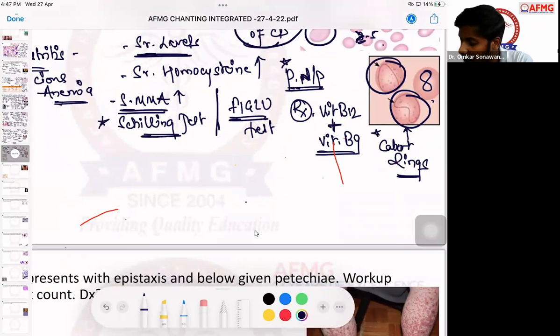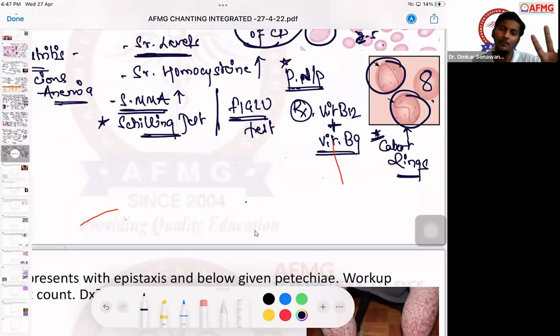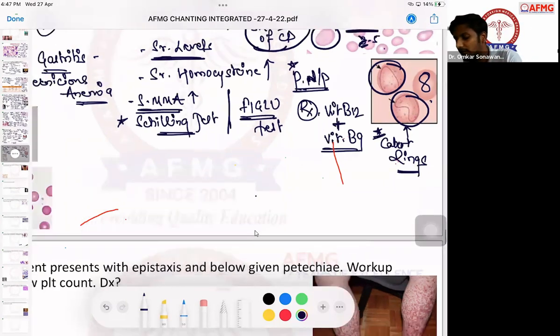So Cabot rings on a peripheral blood smear are seen in two conditions: in cases of megaloblastic anemia, and secondly in post-splenectomy patients. So in a post-splenectomy patient we found two important peripheral blood smear features. First was Howell-Jolly bodies, and second is Cabot rings. Okay? No issues with this, anybody?